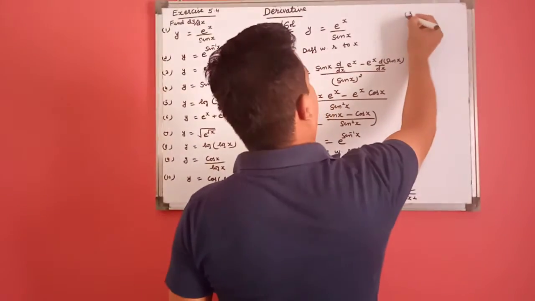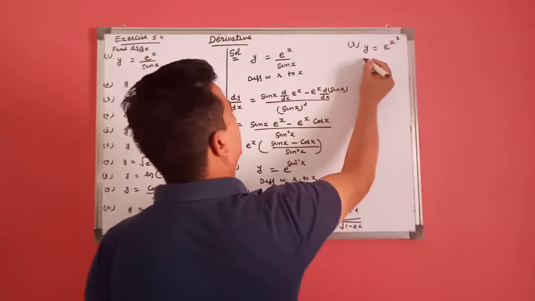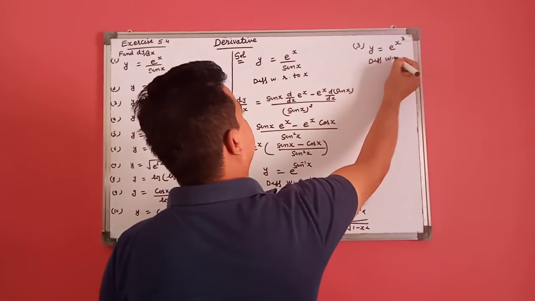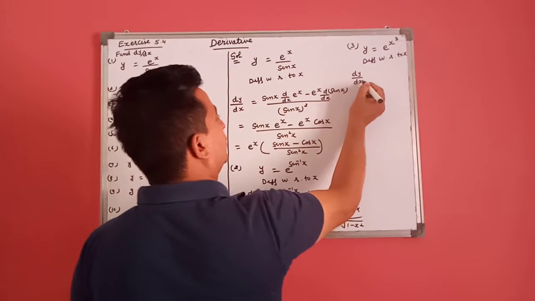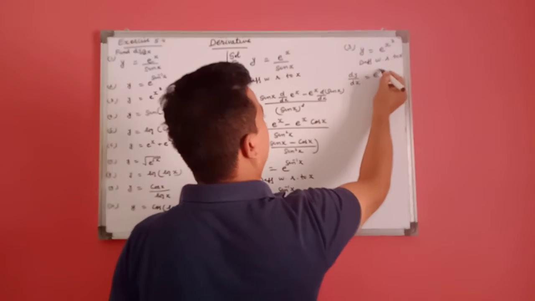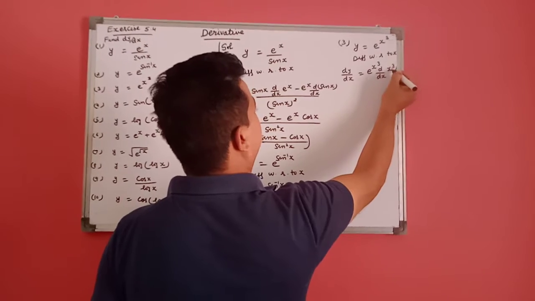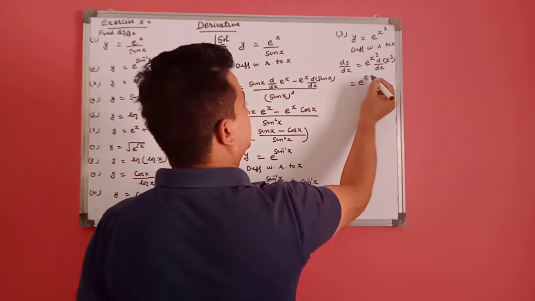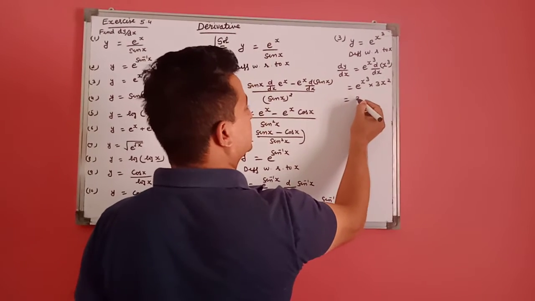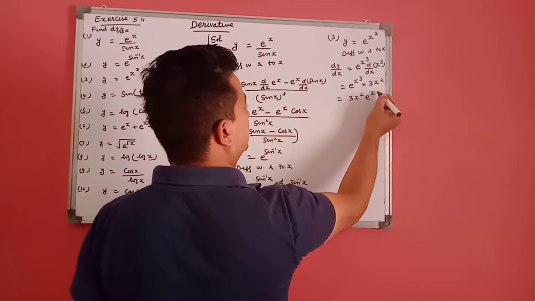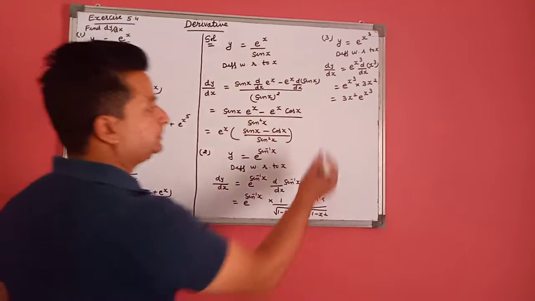In question number third, the statement is y is equal to e to the power x cube. When we differentiate this with respect to x, dy upon dx, differentiation of e power is the same, multiplied by the derivative of the power, that is e to the power x cube. For this we use the power rule, 3x square. This means 3x square into e to the power x cube.